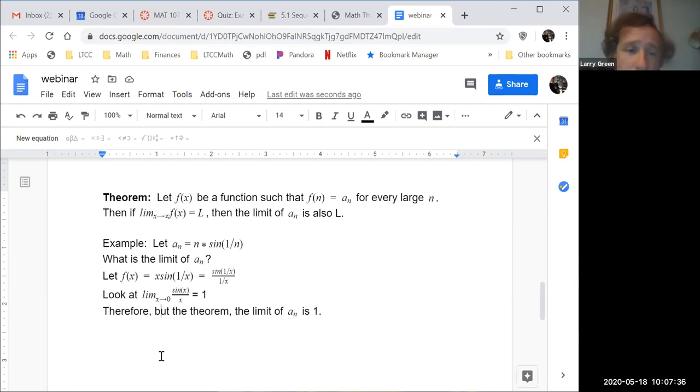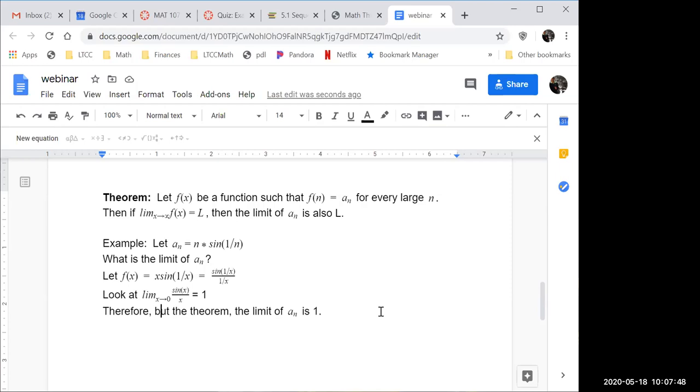Okay, so that's one way of finding a limit: if you can find a function that agrees with the sequence, then you can use calculus. Any questions? How did you get the justification to make it sine of x over x?